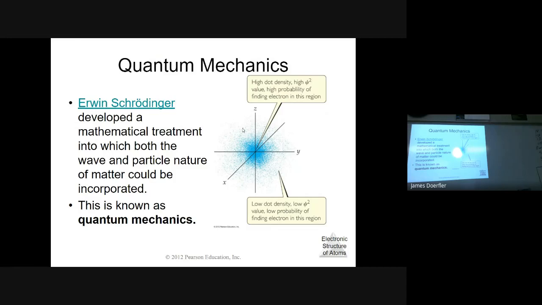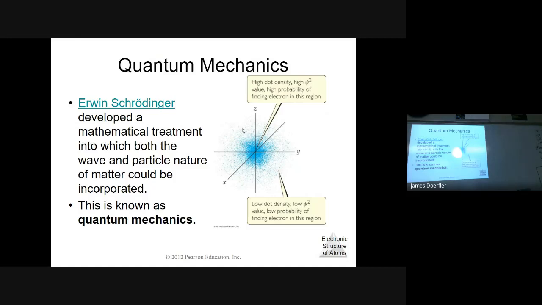Anyway, here we are with quantum mechanics. Now, Erwin Schrödinger, he's the one who really developed the mathematical treatment into which both the wave and particle nature of matter could be incorporated. And that's what quantum mechanics is. How can we take both types of entities or ideas and put them together to where they make sense?